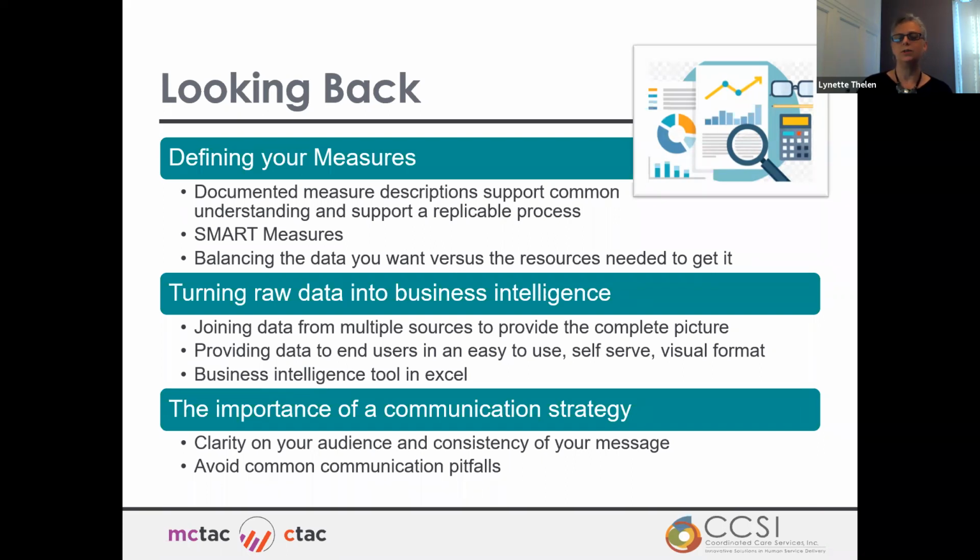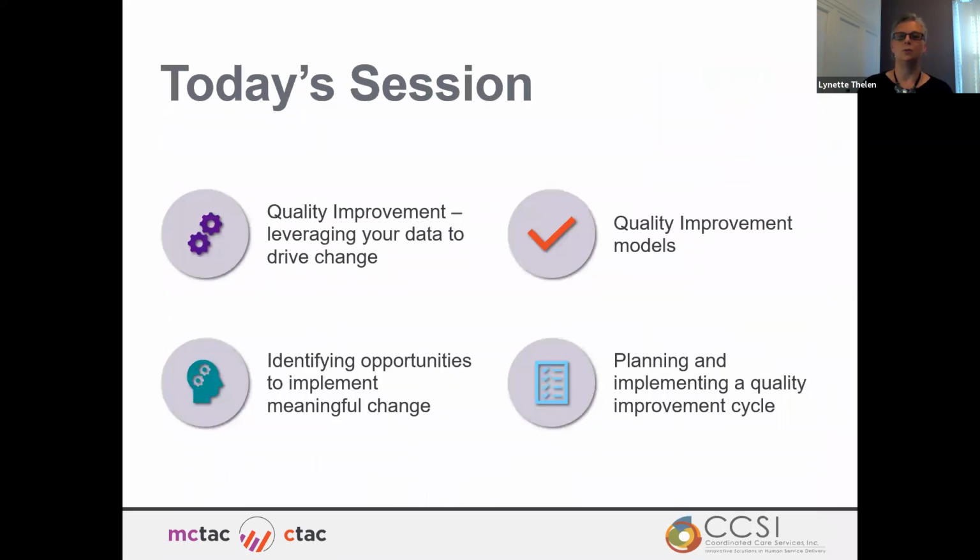And making sure that you have really consistent messages and that you just keep in mind the key strategies for a good communication process. So that's a little bit about where we have been and what we've talked about in our previous sessions. So what are we gonna dive into today?